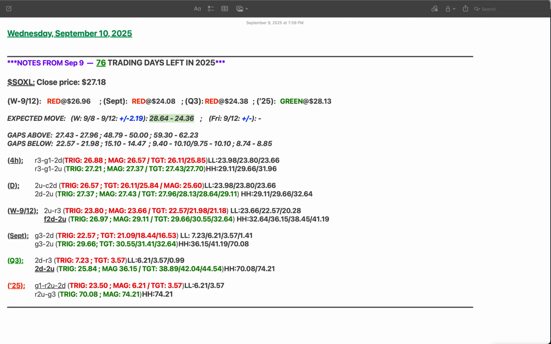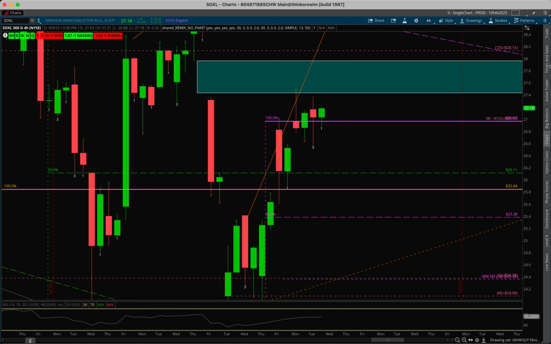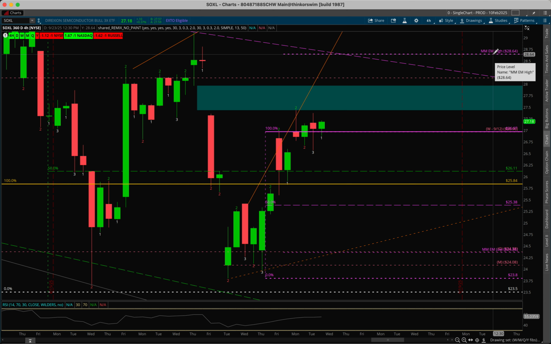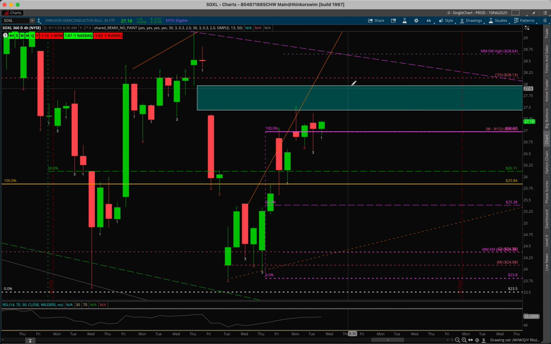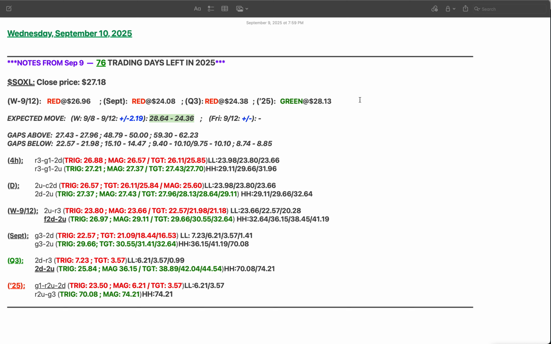If we just go back out to the chart here, we can see the market maker's expected move high and low here. We're basically in the middle of it, a little bit high in the upper half, but not at the extremes by any means. So we should still be seeing some pretty free price action based off of that.